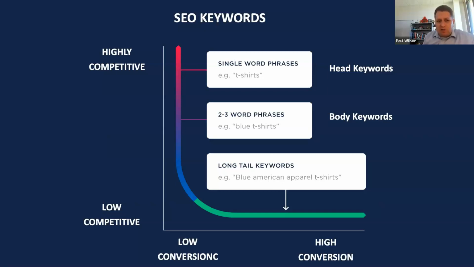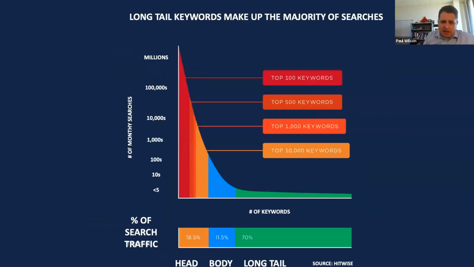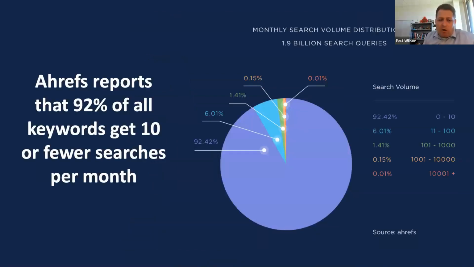And so as you're doing your stuff, you want to insert your body keywords, but focus on the quick wins with the long tail. And what's fascinating here is we're looking at what makes up the majority of the keywords. People only search the head 18.5%, the body's 11.5%, long tail is 70%. In fact, Ahrefs did a report that shows 90% of all keywords get 10 or fewer searches. So this is the other component that I want you to be aware of.